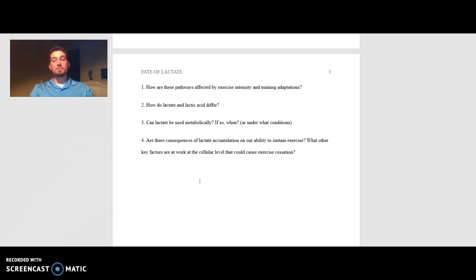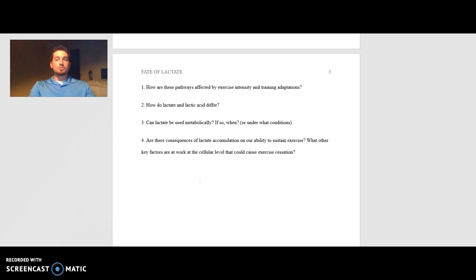There are two main training adaptations in regards to the lactate threshold, both of which are found to occur with endurance training. I'd like to note that high intensity interval training is probably a great option as well, since it has been found to have a lot of the same effects as aerobic training.